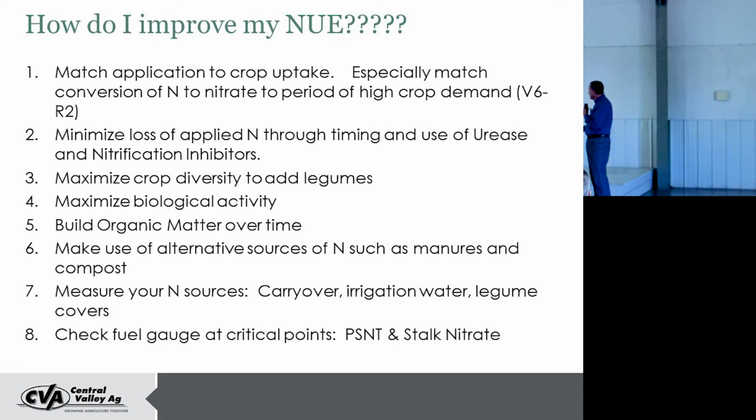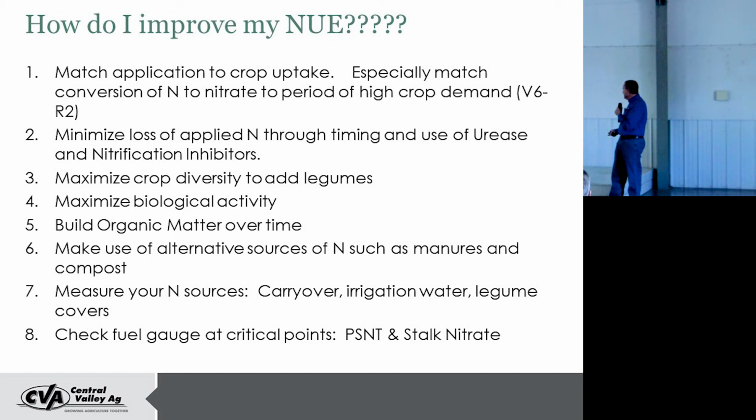Build organic matter over time. That's a lot easier said than done. Make use of alternative sources, such as manures, compost, some of the waste products you can get. Be a little careful with them. Some of them can add some salts and some other things that aren't so good. But taking advantage of the resources you have so you don't have to just buy nitrogen all the time. Measure your nitrogen sources. What's your carryover? What's in your irrigation water? What are your legume cover crops going to supply? That's a tough one to figure out.